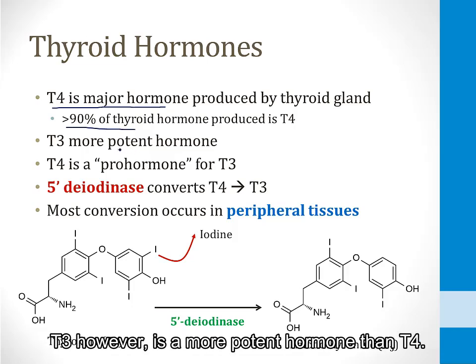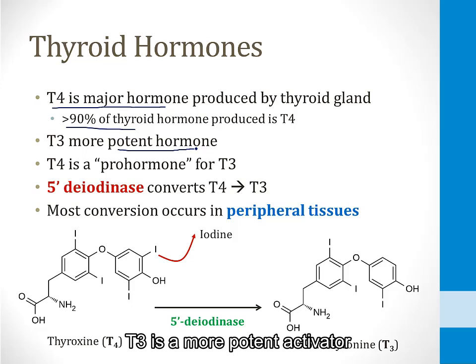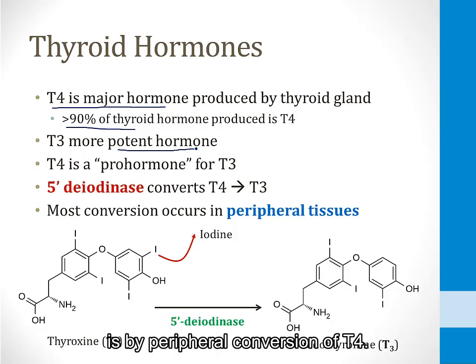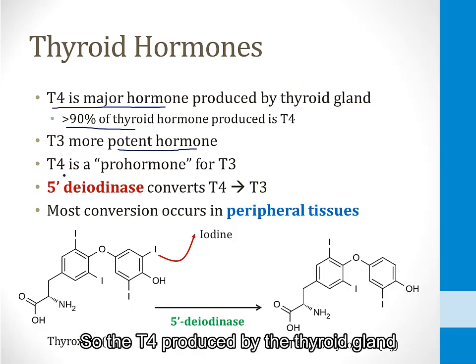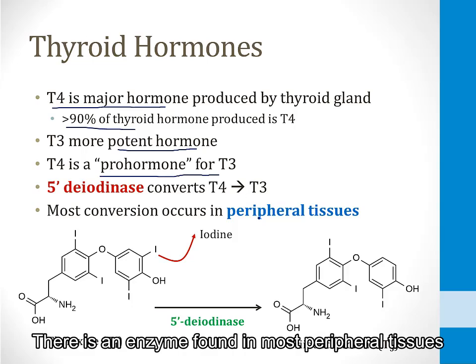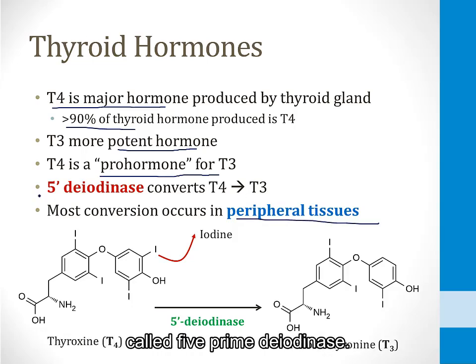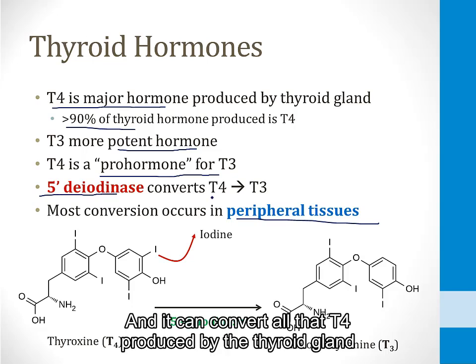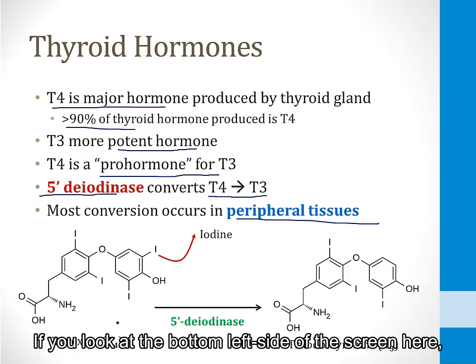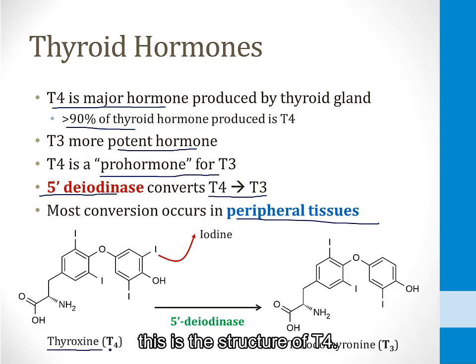T3, however, is a more potent hormone than T4. T3 is a more potent activator of the thyroid hormone receptor. And the way most of the T3 in your body gets synthesized is by peripheral conversion of T4. So the T4 produced by the thyroid gland is a prohormone for T3. There is an enzyme found in most peripheral tissues called 5' deiodinase, and it can convert all that T4 produced by the thyroid gland into T3 locally within the tissues. If you look at the bottom left side of the screen here, this is the structure of T4.